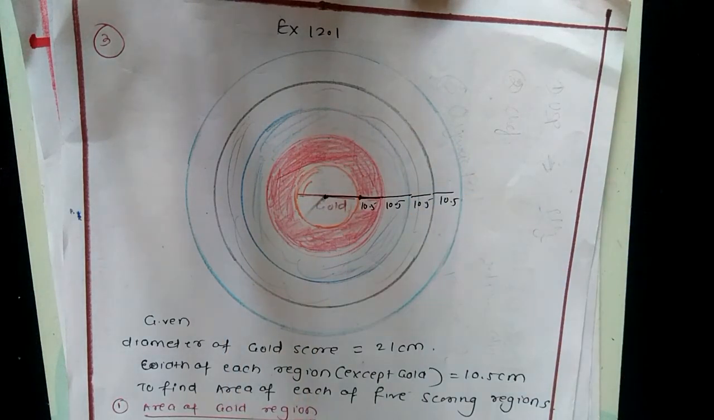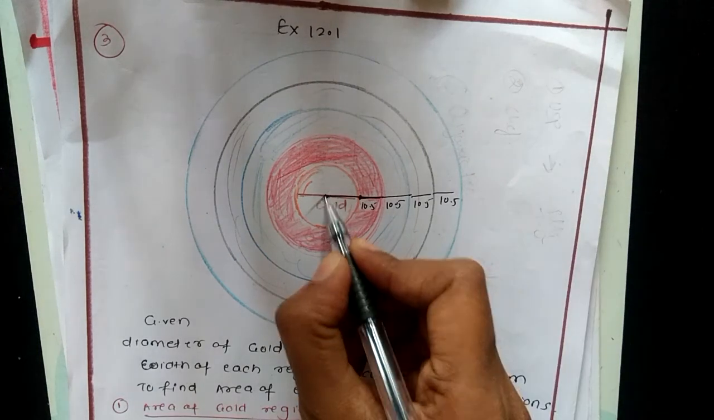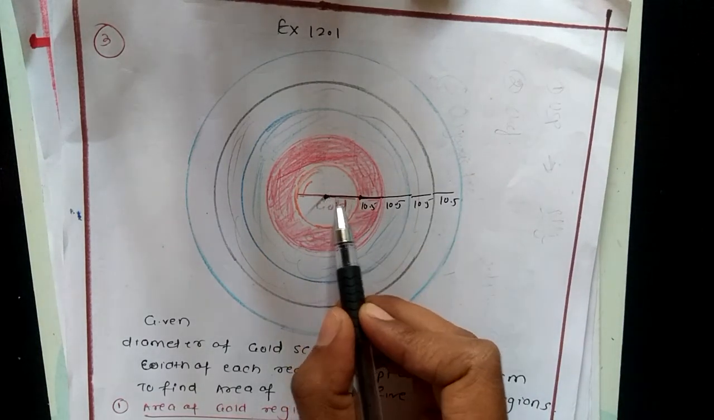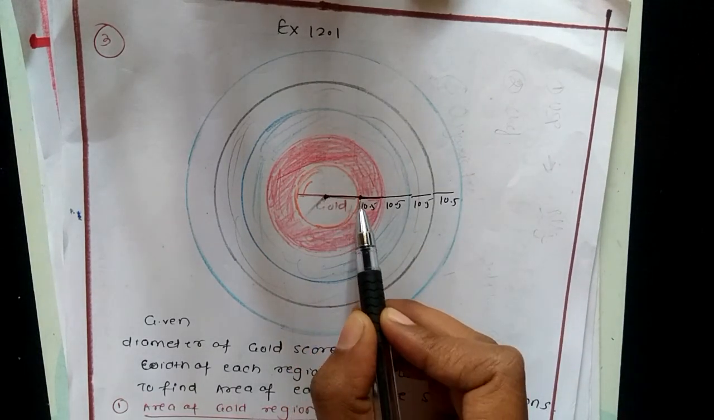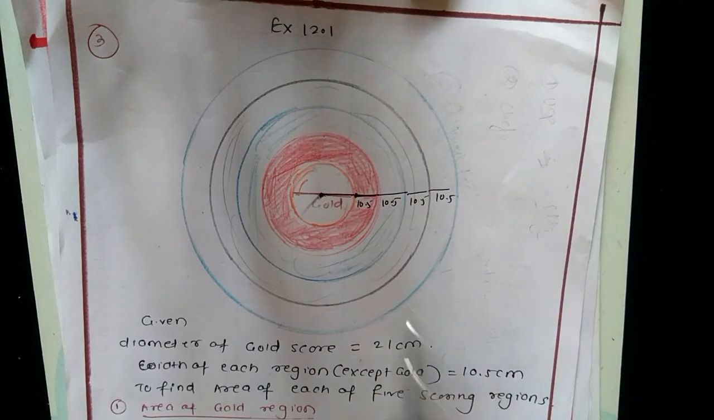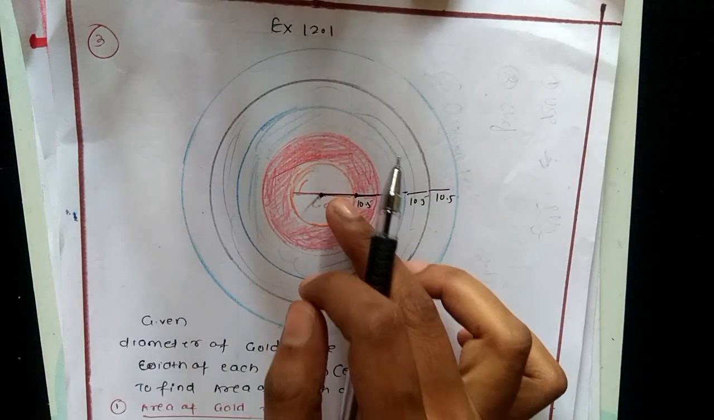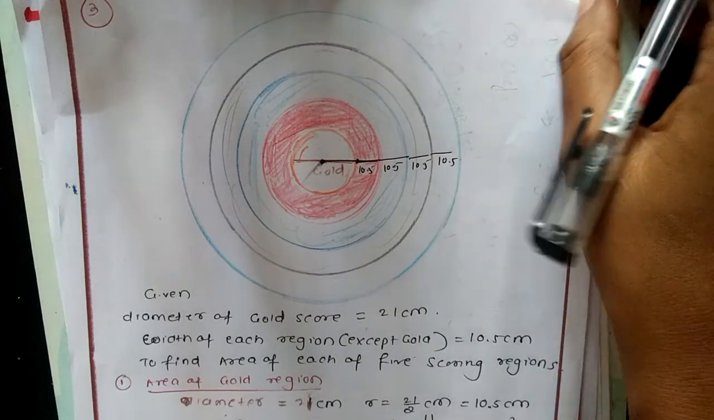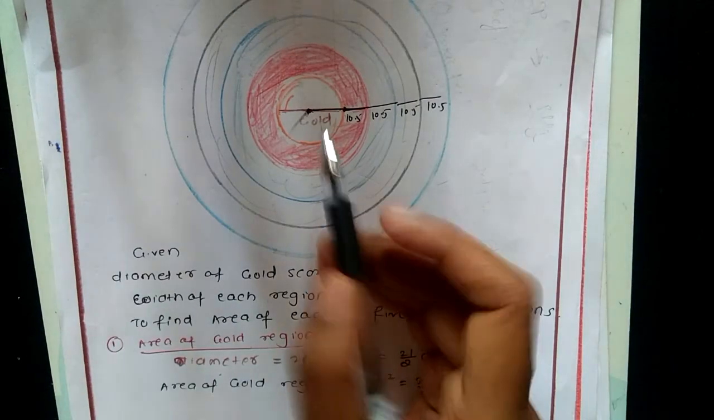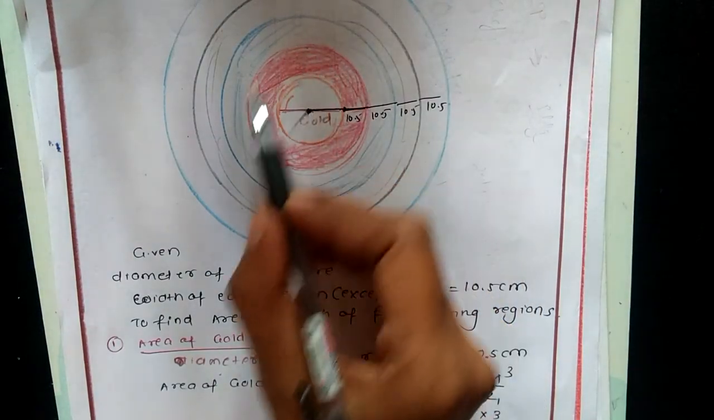So here we need to find out the area of a circle including the gold region and the red region, and then from that we have to remove the gold region area. And we have already calculated the gold region area. Now first of all we have to find out the area of this big circle.